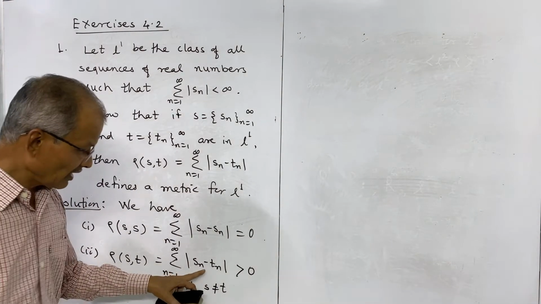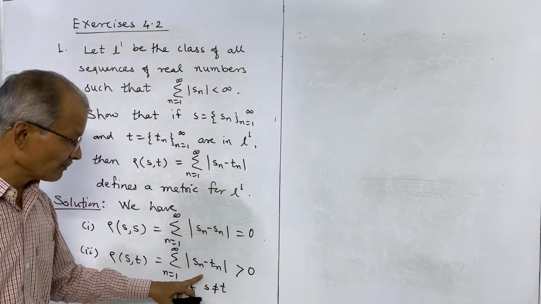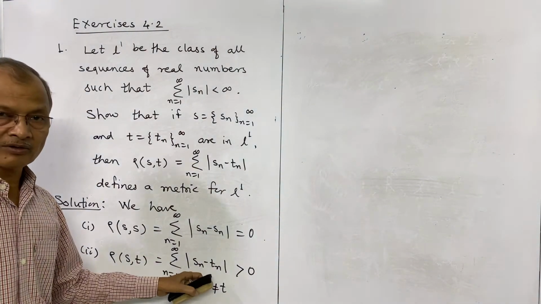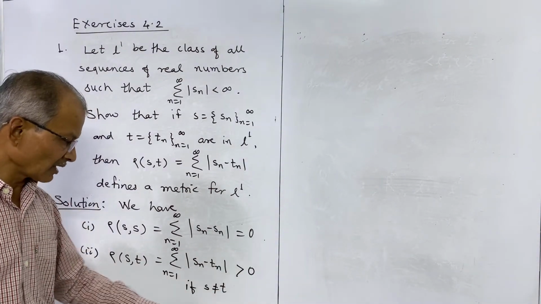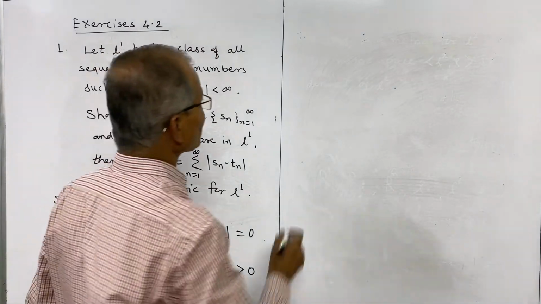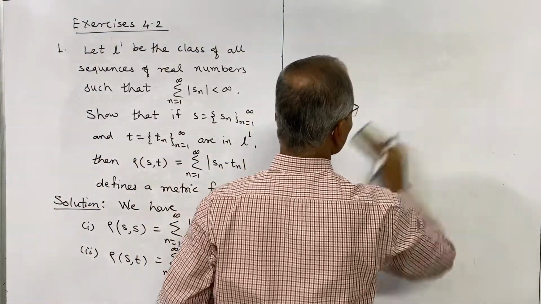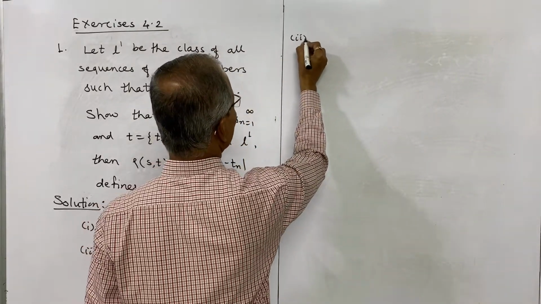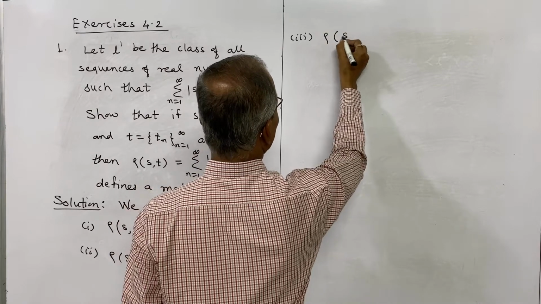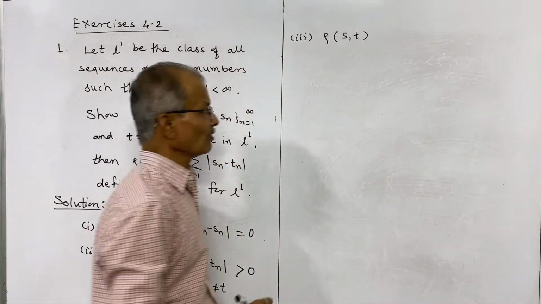At least one Sk is different from Tk if S is not equal to T. Therefore at least one value in the sum is non-zero, and therefore the sum becomes greater than 0. The second property is verified. Now the third property is the symmetric property, that is, the distance between S and T is the same as the distance between T and S, or rho of S and T is the same as rho of T and S.